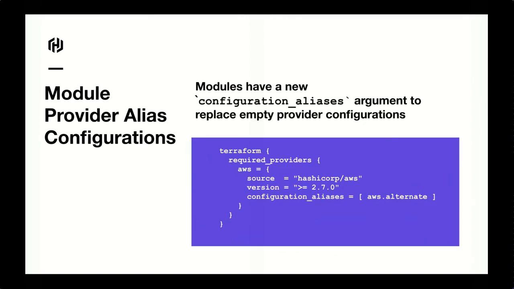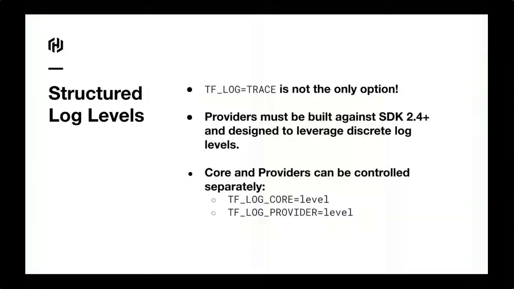The other big change in Terraform 0.15 is one that we aren't likely to see the effects of for a little while, and that's structured log levels. So if you've had to debug Terraform in the past, or you're a provider developer who occasionally or frequently needs to see Terraform's debug logs, there was really only one option, and that was turning on the trace log level. And that is far from ideal. So moving forward, providers that are built against recent versions of the SDK can target discrete log levels and can do so independently of Terraform core.